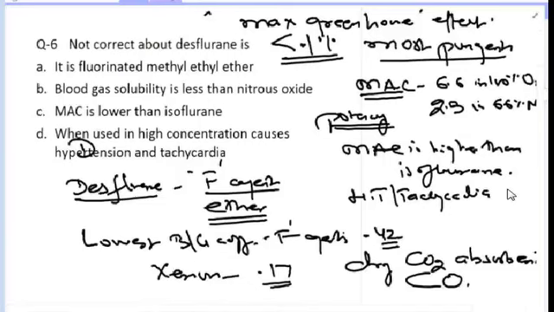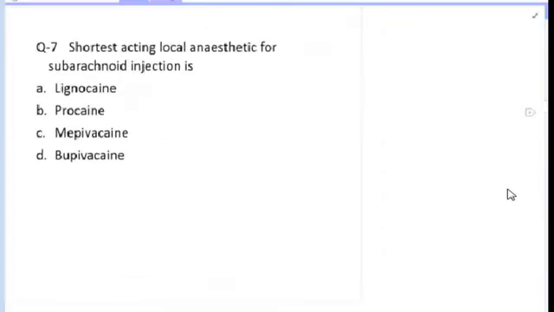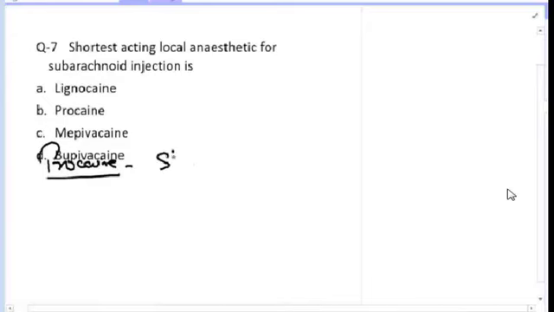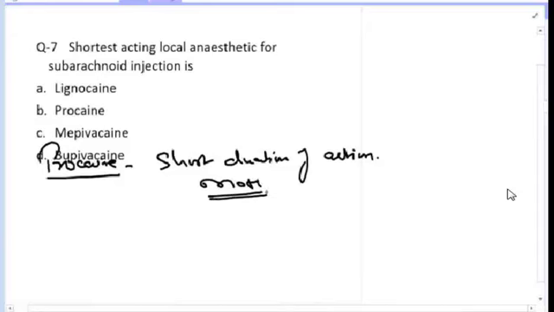Now, question number 7. Shortest acting local anesthetic for subarachnoid injection is. Now, procaine has got short duration of action. It is the local anesthetic of choice in patients with history of malignant hyperthermia.